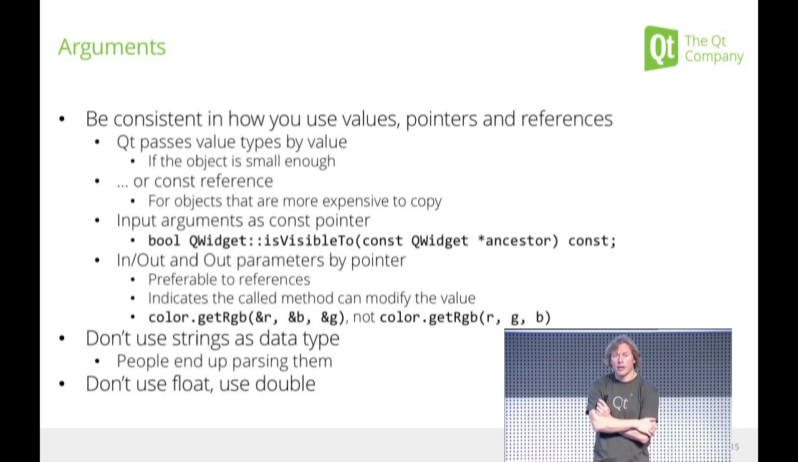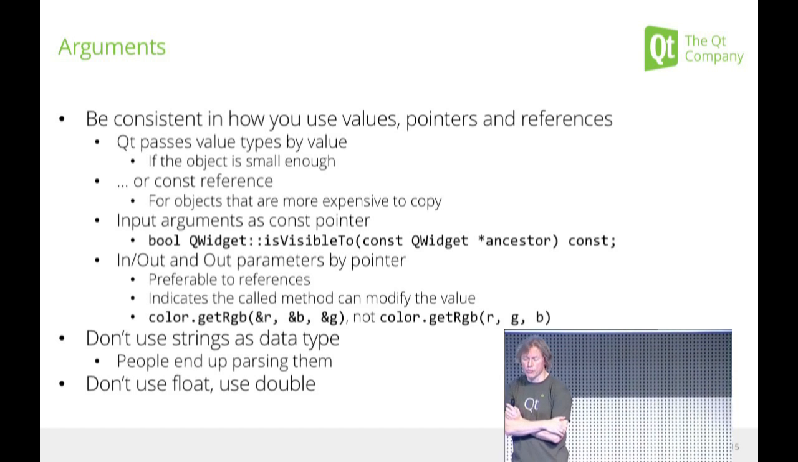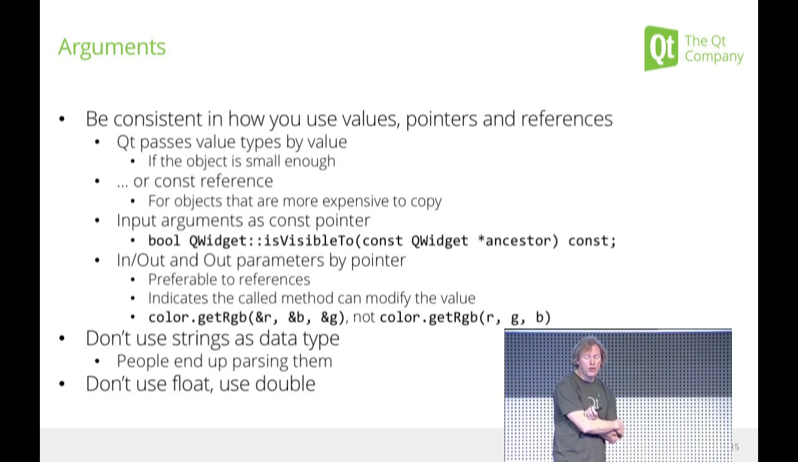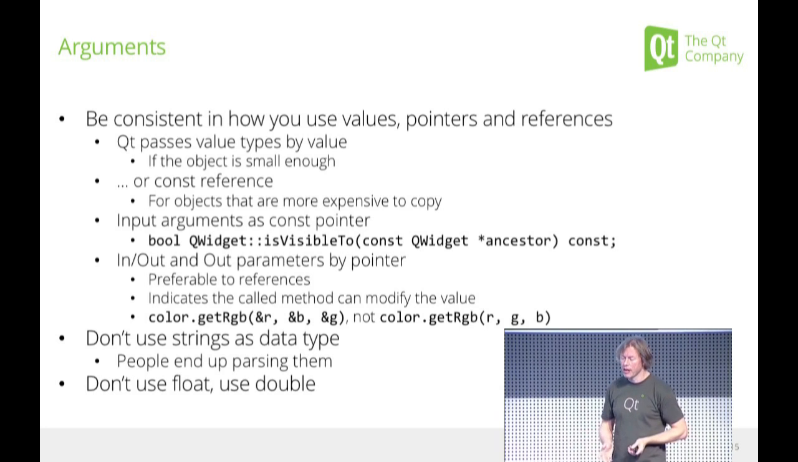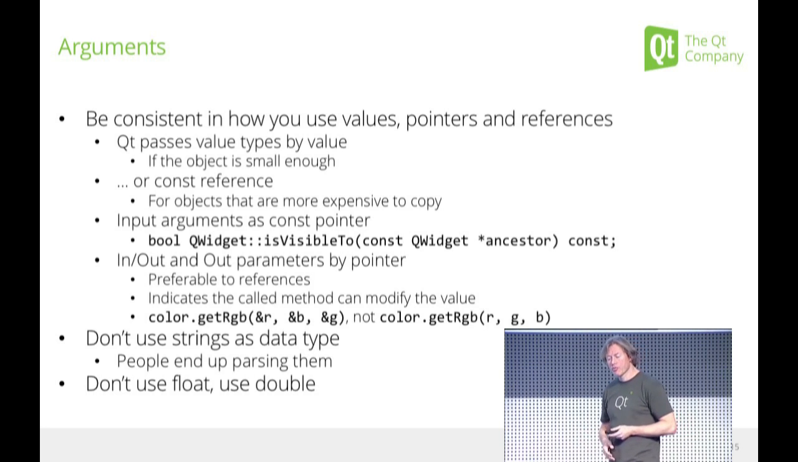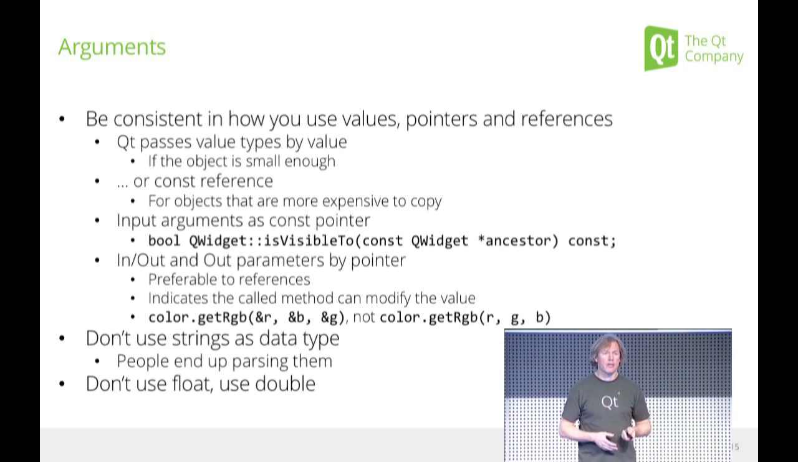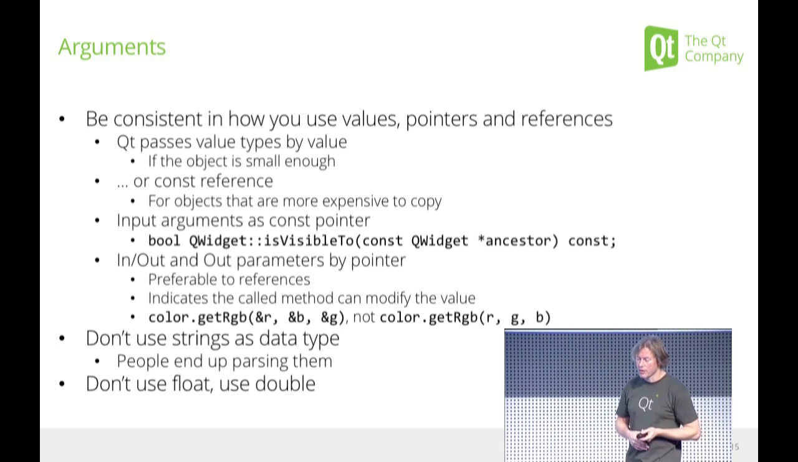Also, I think it's important to be consistent in how you use values, pointers, and references in your API when you pass them as arguments. In Qt, we have one convention. I'm not saying that's the only one you can have, but at least we're trying to be consistent with that one. We pass value types by value if the object is small enough, otherwise by const reference.